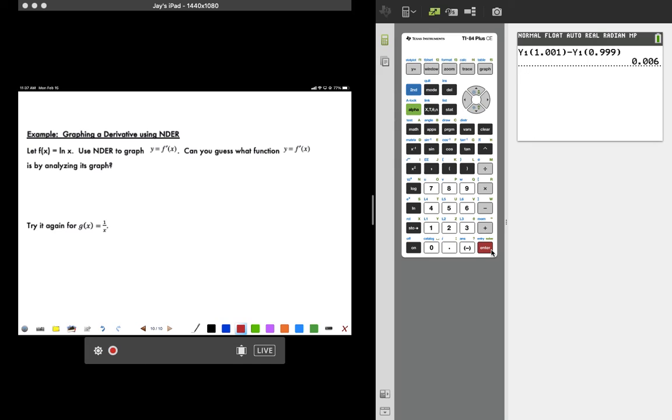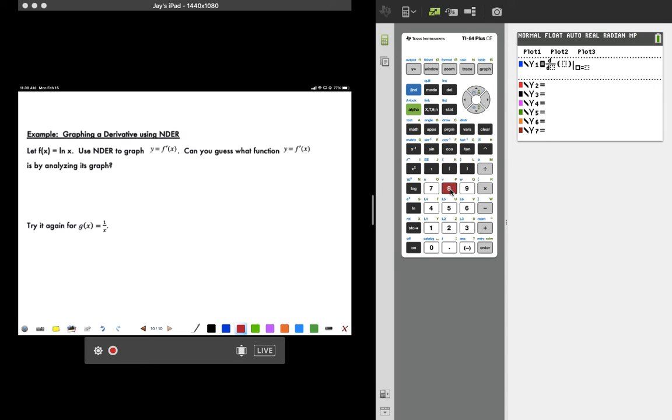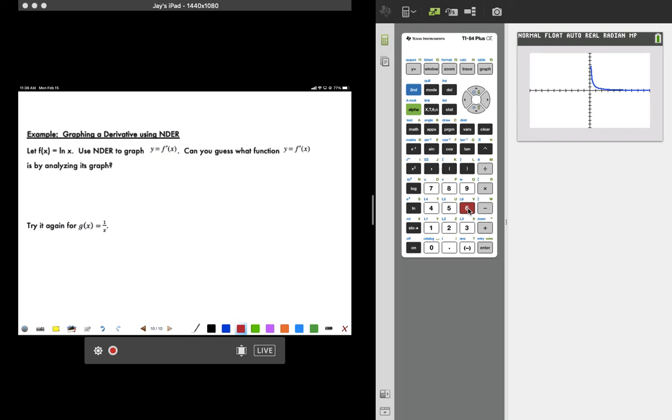Okay, now your calculator, just like Desmos, can graph derivatives. So why don't we see if we can graph the derivative of natural log here. In order to do that, I'm going to hit the math button, and then select option number 8 down here, which says nderive. So I want option number 8, and then it's going to be with respect to x, and I type in my function, natural log of x, at x equal to x, and I want to zoom standard because I messed with my window in the previous example. Okay, and you might notice that this is the graph of the derivative of the natural log, and it looks suspiciously like 1 over x.